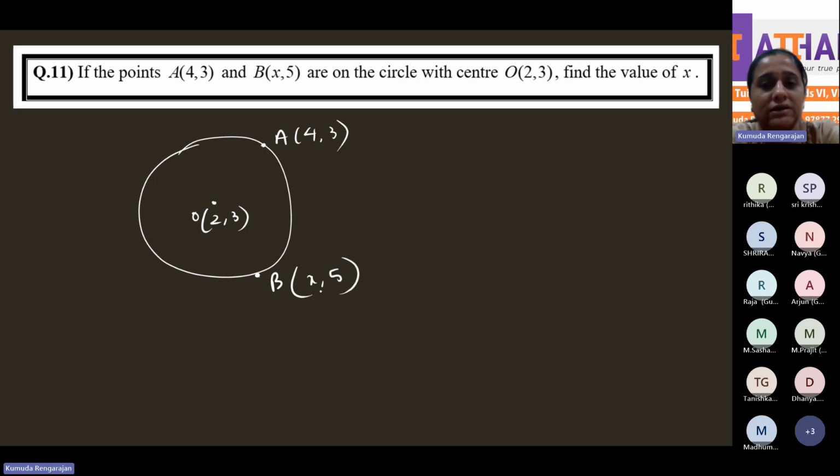The two points A and B lie on the circle, and the center of the circle is given by the address (2, 3). Find the value of x. So you'll have to create a condition here. If a condition is given, write the condition and work with it. If no condition is given, you can, based on the situation, create a condition. So what is the condition here, or what equation can you construct here, children?